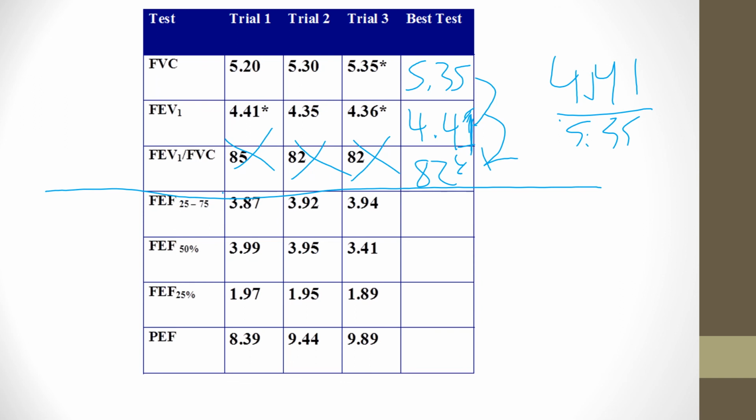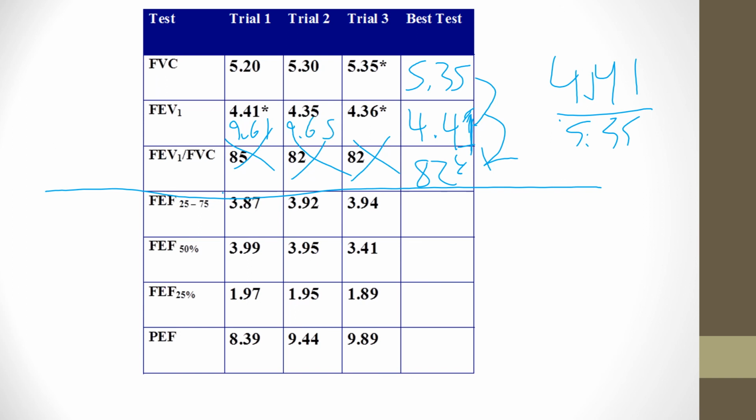Now I need to know, okay, which trial flow rates do I use? Remember, do I use trial 1's flow rates, trial 2's flow rates, or trial 3's flow rates? Well, trial 1, trial 2, trial 3, they do vary from each other. How do I know which one is going to be the best? Well, now I need to add the FVC and the FEV1 in order to see which one is the highest number, and I'll use the flow rates from that. So let's do that. Trial number 1, we had a FVC of 5.2, and we're going to add 4.41, and we're going to get 9.61. Okay. Trial number 2, we got a FVC of 5.3. Then we're going to add 4.35, and we get 9.65.